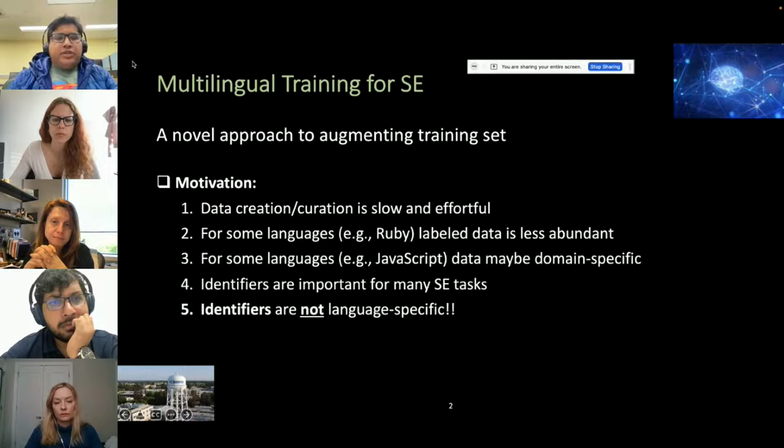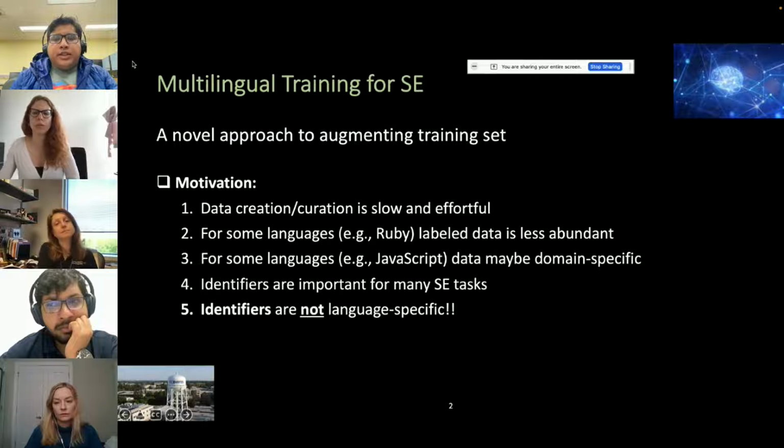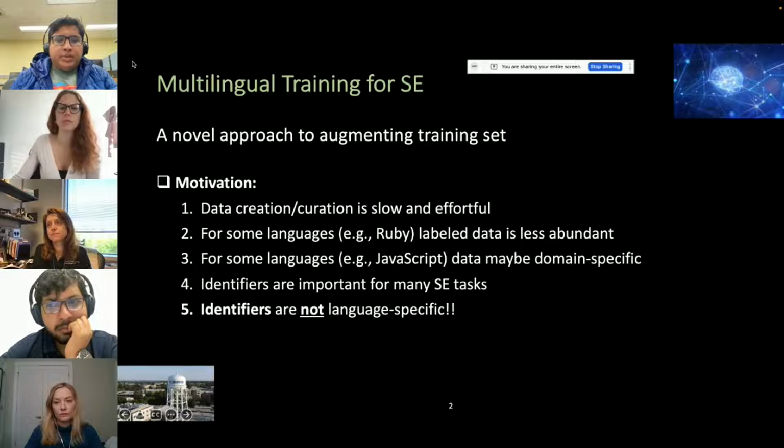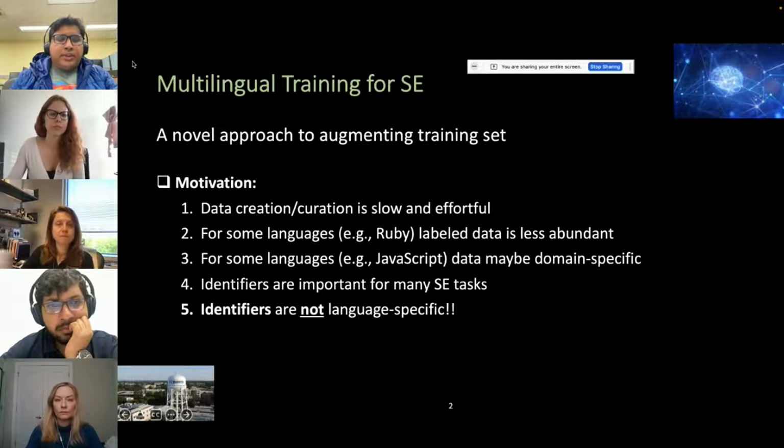Let's look into the motivation of the work. As you all know, data creation or curation is a slow and effortful process. It always requires some form of human involvement to generate the data for machine learning problems. And we have also seen that for some languages like Ruby, the labeled dataset is less abundant. And for some languages, the data may be more domain specific.